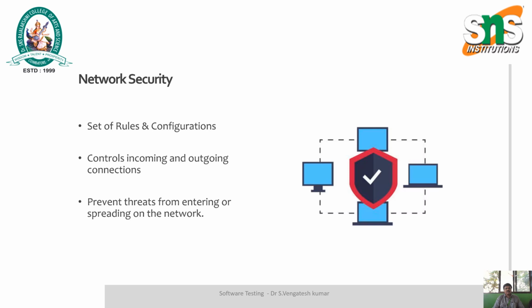The set of rules and configurations, the controls, and the incoming and outgoing connections which are to be used for cybersecurity are discussed here. And next, let us see about the prevention methods and preventing threats from entering or spreading on the network. This is also considered in each and every one of the case studies.